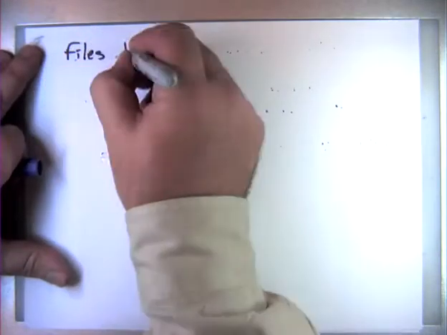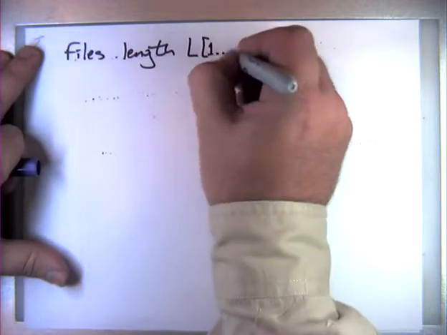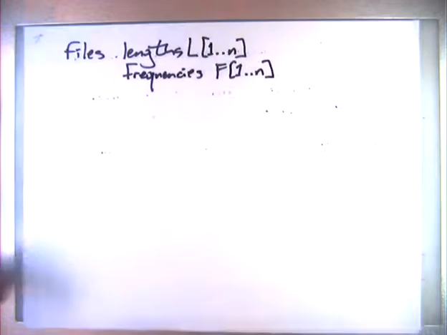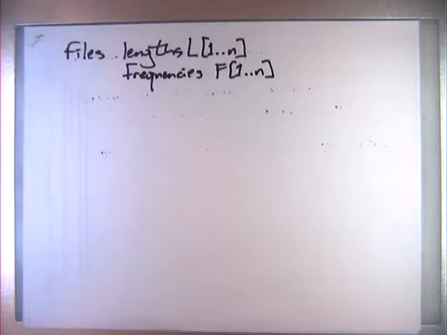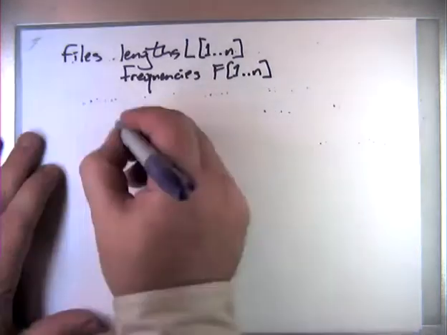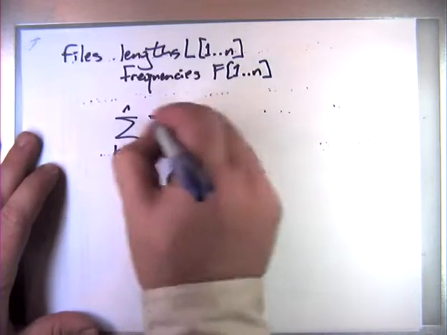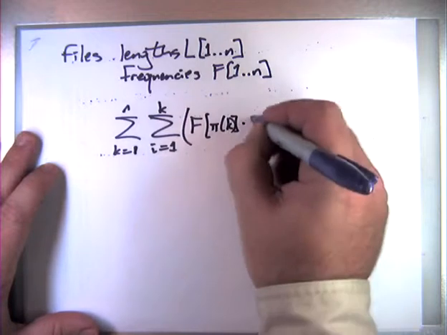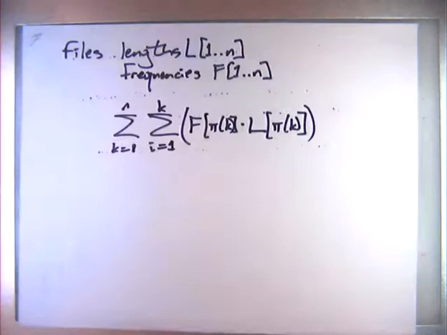So now suppose files on the tape have length L from 1 to n and frequencies F from 1 to n. And now my total cost is the sum over all files of the time it takes to read that file times the number of times I'm going to read that file, the frequency. Okay, so I'm going to get a summation that includes in the inner term the product of frequencies and lengths. Okay, so this is my cost now.